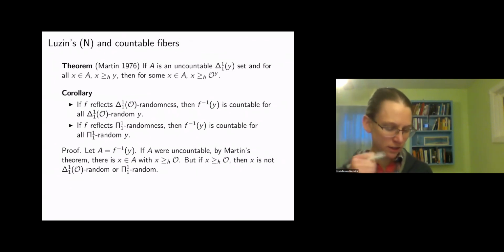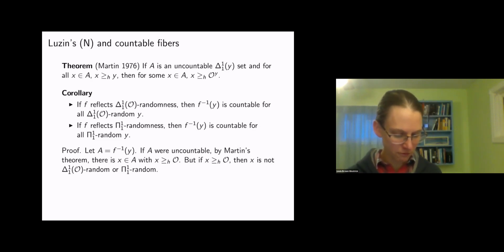So the corollary that this theorem gives us is exactly that if f reflects enough randomness, namely Δ^1_1 randomness relative to O or Π^1_1 randomness, then f inverse y ends up being countable for every sufficiently random y. To see how this is proved using Martin's theorem, we let A be the set of things that map to y under this f. Since everything in A is getting mapped to y by a computable function, everything in A is certainly hyperarithmetically computing y. Everything in A is actually just computing y.